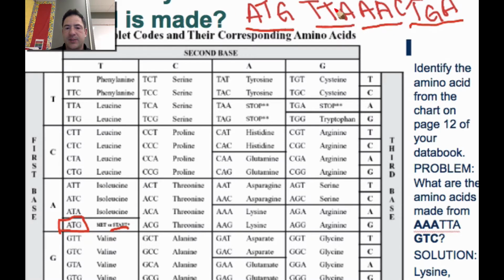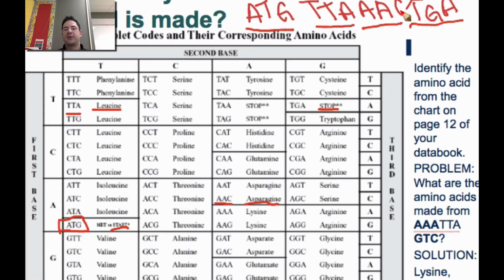Now the next one is TTA. So now I have to find TTA. I recognize it right there, and I see that it is leucine. Then the next one is AAC, and I locate this, and it's asparagine. These are amino acids. Then I see TGA, and I look here and I go, oh, it's a stop codon. So all those amino acids will produce a protein, name unknown.